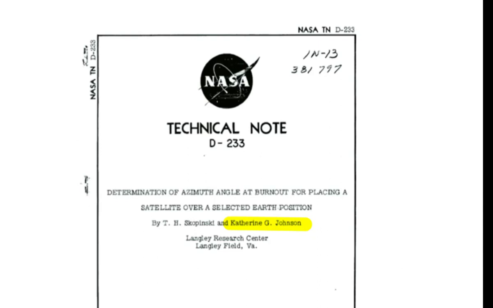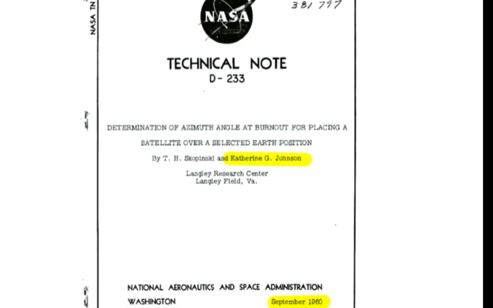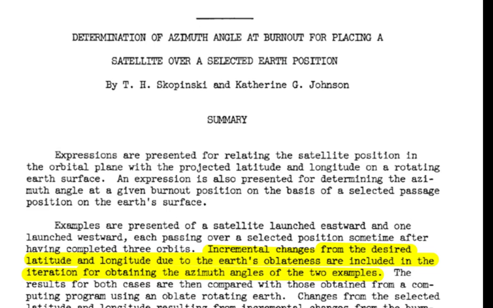I also found an actual NASA technical note that has Katherine Johnson's name on it from September 1960. In that technical paper on the determination of azimuth angle at burnout for placing a satellite over a selected Earth position, there's a point I've highlighted where it reads, "Incremental changes from the desired latitude and longitude due to Earth's oblateness are included in the iteration for obtaining the azimuth angles of the two examples."